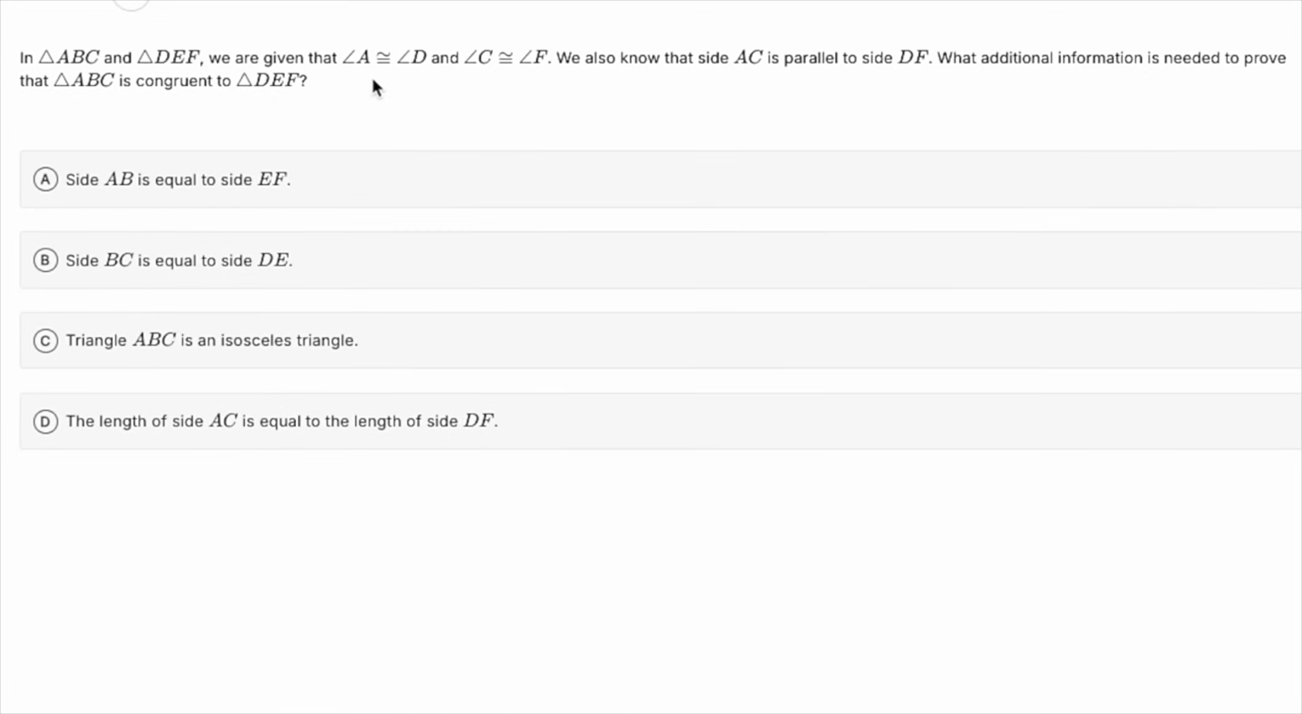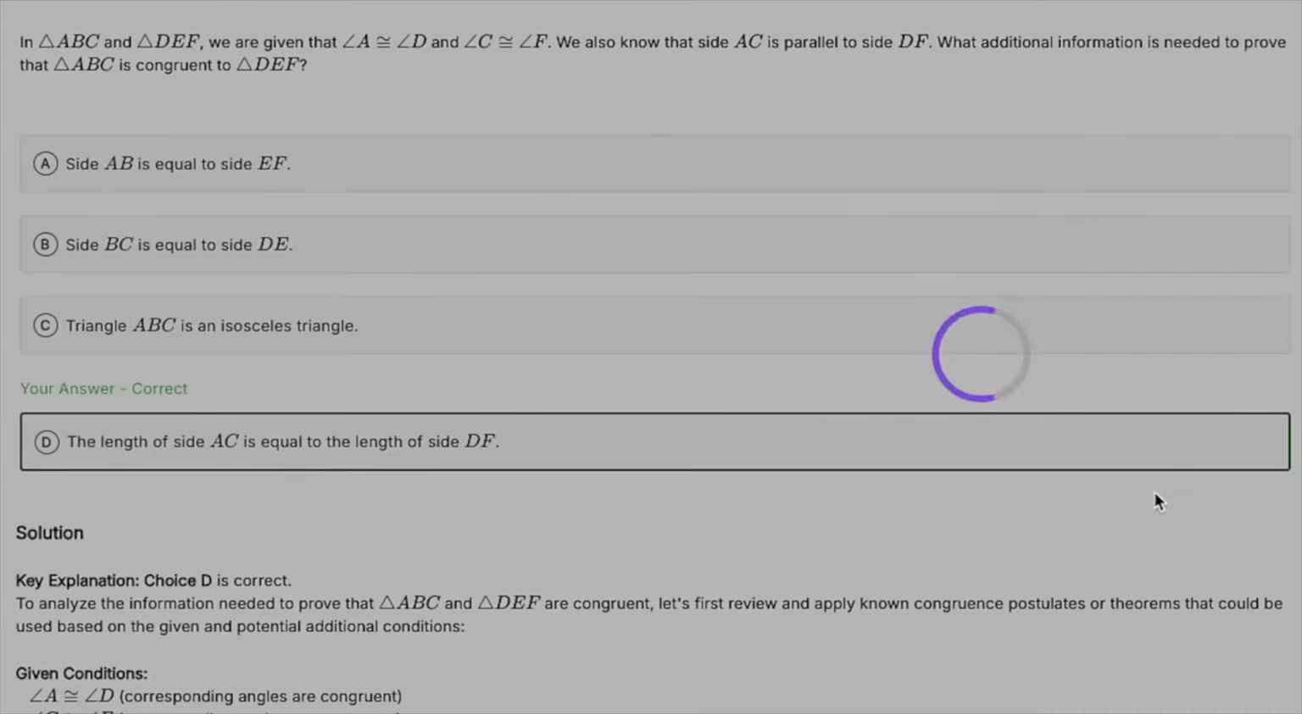So exactly the same. Basically, we need two matching sides to be equal because otherwise they're just going to be proportional. So AB being equal to EF would not work because AB is the beginning of the triangle and then EF is the end. Likewise, BC is the end of this triangle and DE is the beginning of this triangle, just kind of like looking where things match up. D says side AC is equal to DF. Those guys actually match up. So that would be our answer.